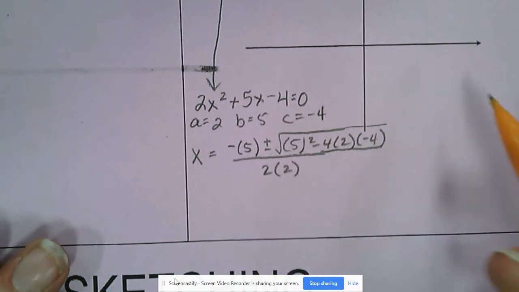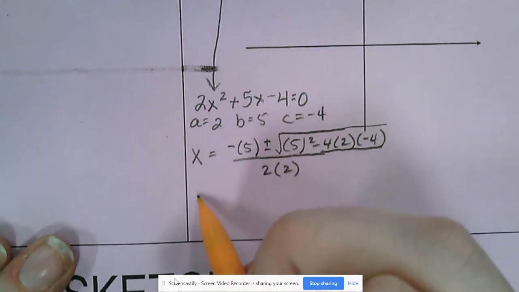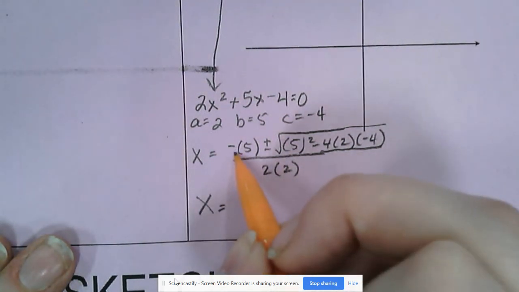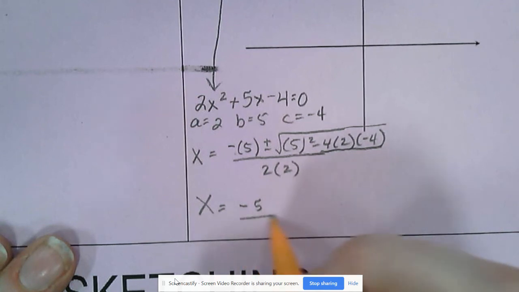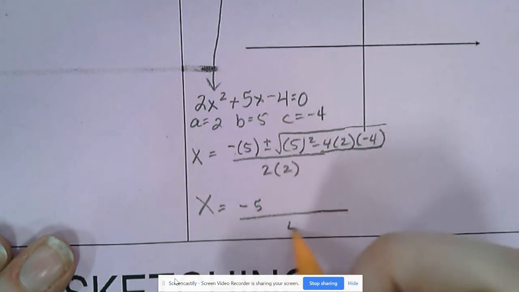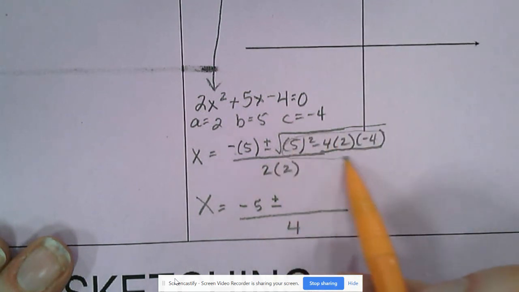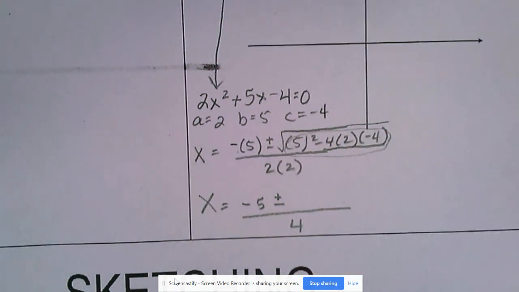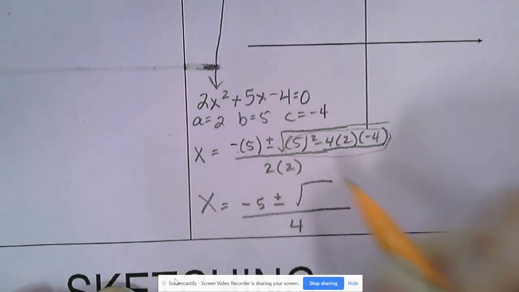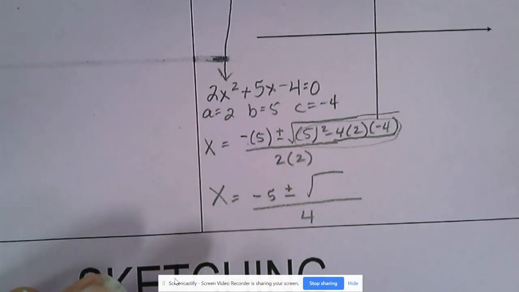Okay, so that's now in the formula. When I go to simplify this, the opposite of 5 is negative 5, all of this over 2 times 2 is 4. There's a plus minus sign. When I put this in the calculator without that radical sign on it, I think I get 57.